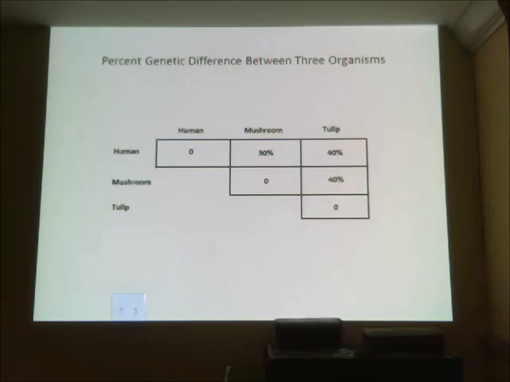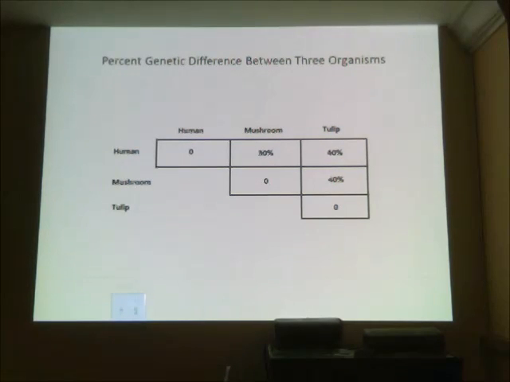So it's telling us that there must be some similarity between the human being and the mushroom. If we look at the tulip, that's a 40% genetic difference. So it looks like humans are closer to mushrooms than they are to tulips. If we look again over here, we'll see that between a mushroom and a tulip, there's also a 40% difference. So what can we do with that information?